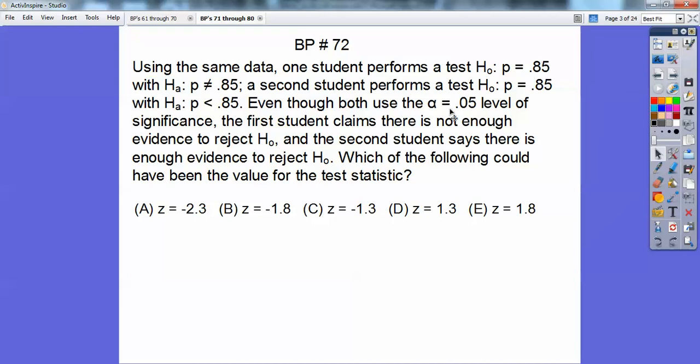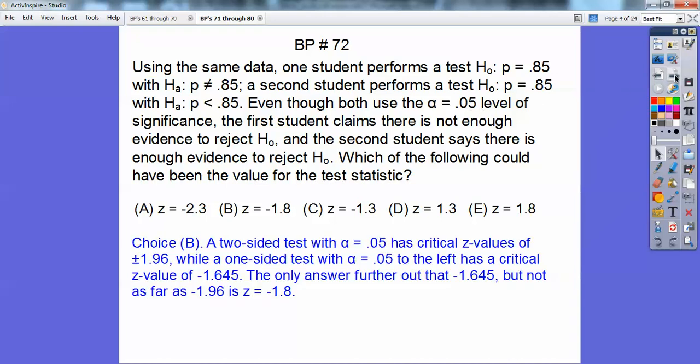Okay, so we have to go and find our z-scores for the 0.05, you guys. A two-sided test with a significance of 0.05 has a critical z-score of plus or minus 1.96, while the one-sided test has a critical z-value of negative 1.645. So the only answer that is further out than negative 1.645 and not as far as negative 1.96 is negative 1.8, so it's choice B on that one.